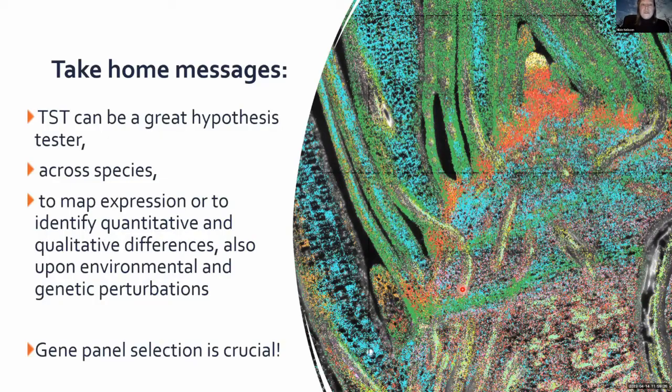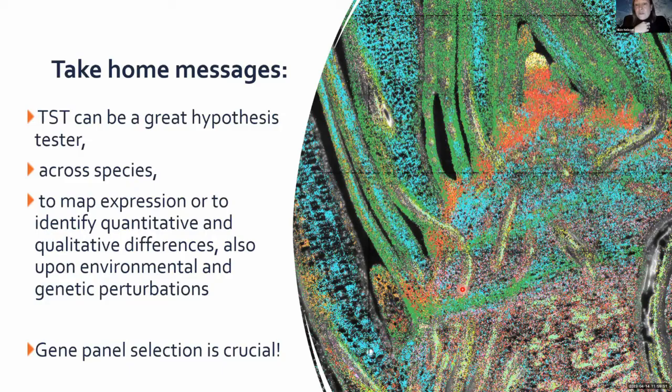You can use it to just map expression and look at where it is in the tissue. But if you really want, you can also go into quantitative and qualitative differences. I didn't have time to show it here, but we have data where we used overexpression lines or mutants, and then you could see both quantitative and qualitative differences in expression profiles.